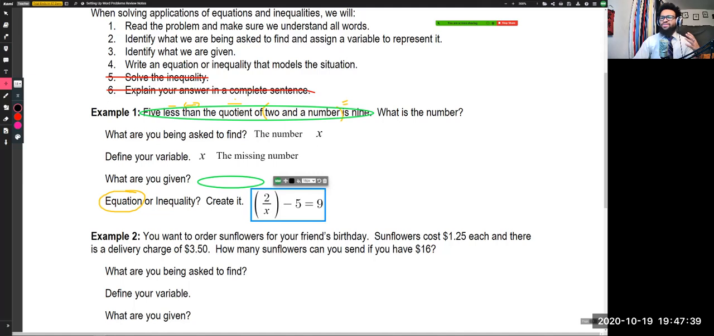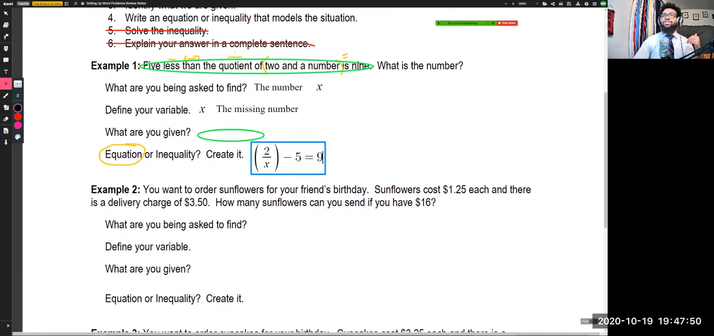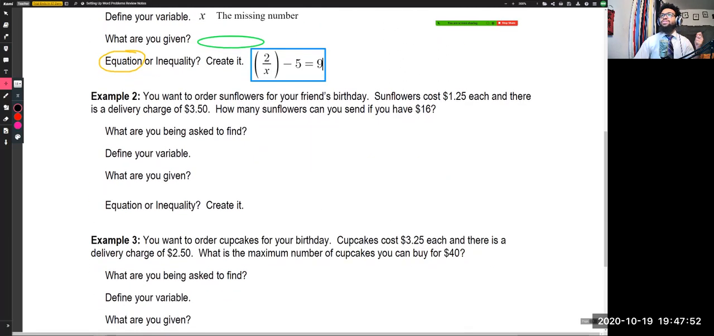And if you guys wanted to solve this, I know you guys could. You guys are pretty good with that kind of stuff. So let's move on to number 2. We're not going to solve in this example. Number 2 says, you want to order sunflowers for your friend's birthday. Sunflowers cost $1.25 each, and there is a delivery charge of $3.50. How many sunflowers can you send if you have $16? All right. How many sunflowers can you send if you have $16?